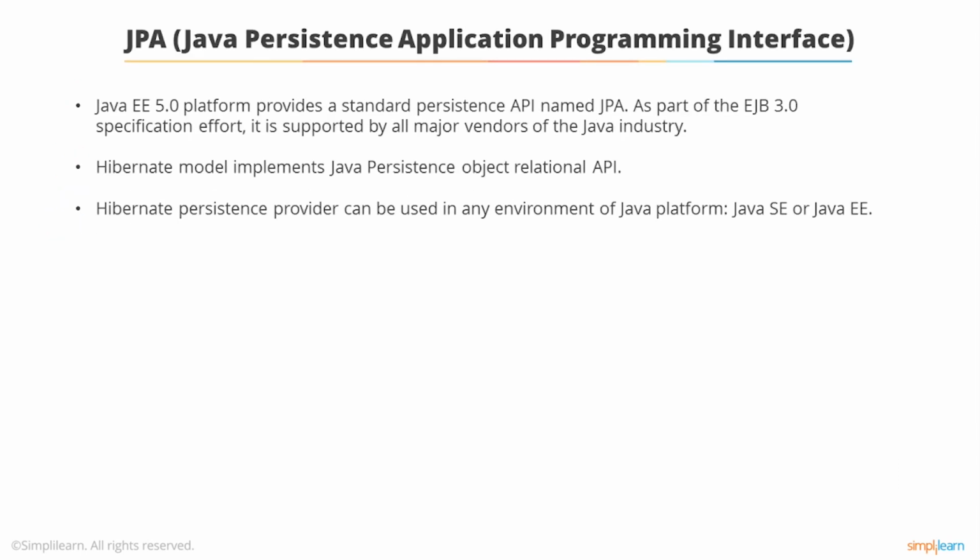The JPA provides a standard persistent API as part of the EJB 3.0 specification. It is supported by all major vendors of the Java industry. Hibernate implements the Java persistent object relationship API, and the Hibernate persistence provider can be used in any environment of the Java platform, be it the standard or the enterprise edition.